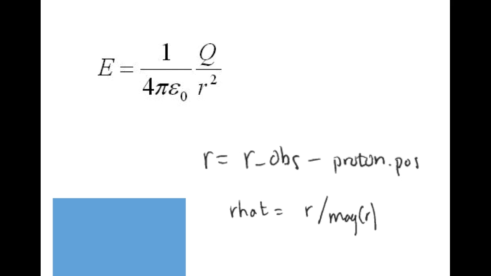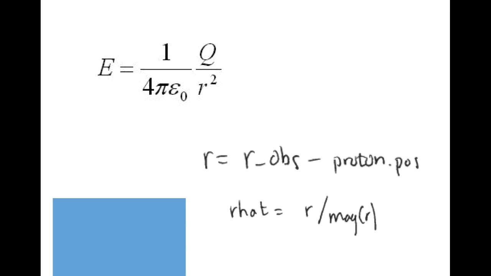Remember, our equation for electric field is represented by the magnitude of E equals 1 over 4 pi epsilon naught times Q over R squared. That's shown in the upper left corner. However, we want E represented as a vector, so in our denominator the R is actually the magnitude of R, and we have to multiply it by R hat.